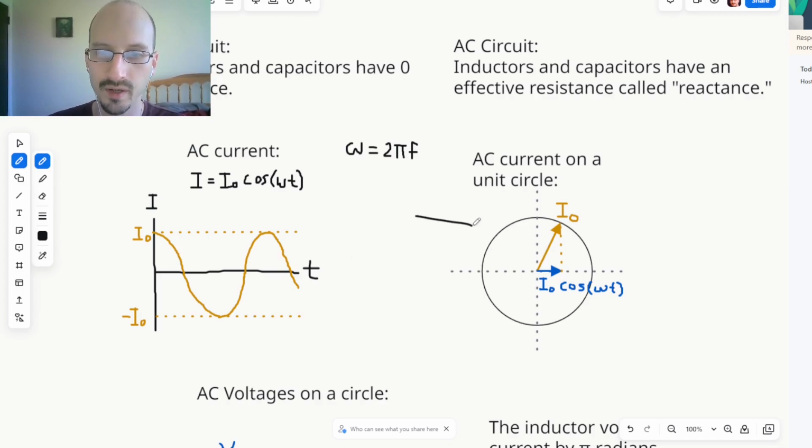So if we look over on the right over here, we've got a triangle and its hypotenuse is the maximum current. So the actual current is down here. It is the adjacent side of this triangle. And over time, this maximum current, this hypotenuse vector, stays at a constant length, but it rotates around the circle counterclockwise. And as this maximum current vector rotates around the circle, the cosine goes between negative I maximum and positive I maximum. This type of vector that rotates around a circle with time is called a phasor.